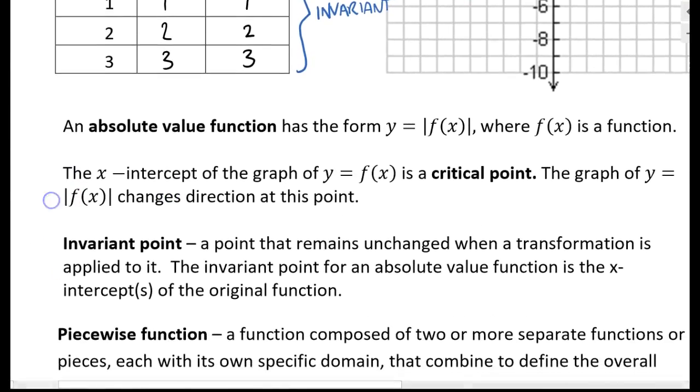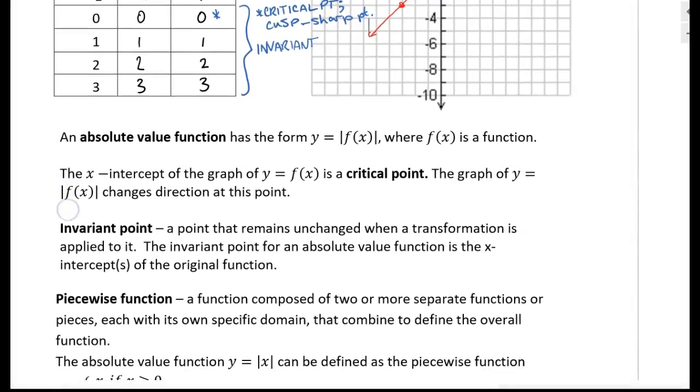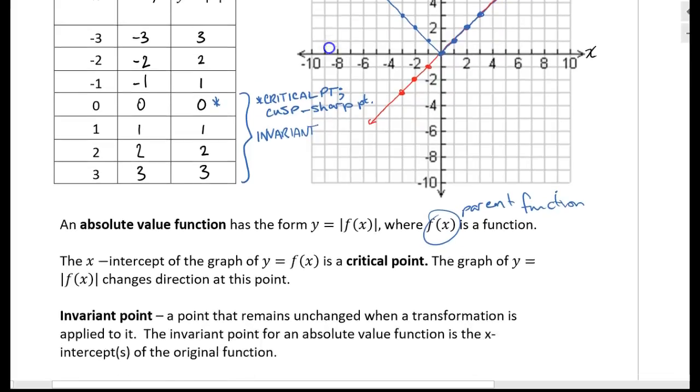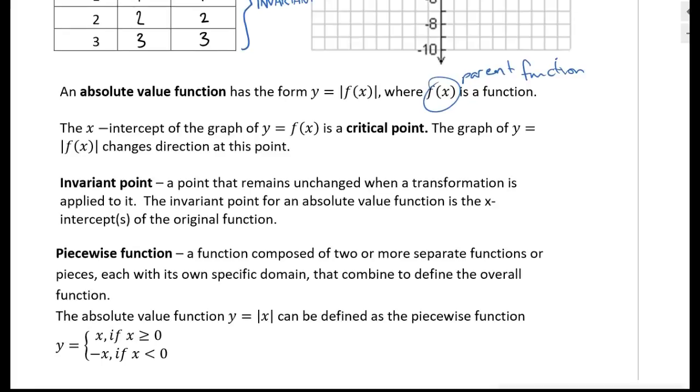So we've got some of our keywords here. Absolute value function is when we take the absolute value of some parent function. Oh, and I should probably label this as y equals the absolute value of x, whereas my red function is just y equals x. It's always good when we're putting more than one graph on the same grid that we recognize which equation describes which line or function.